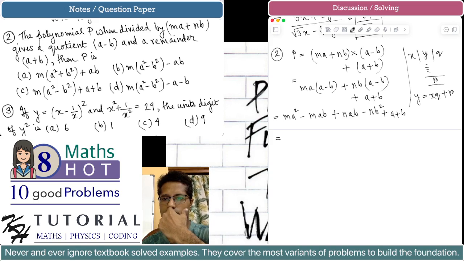A minus B. A plus B. The result we are having will not match with any of the given choices. But I think I did some mistake.